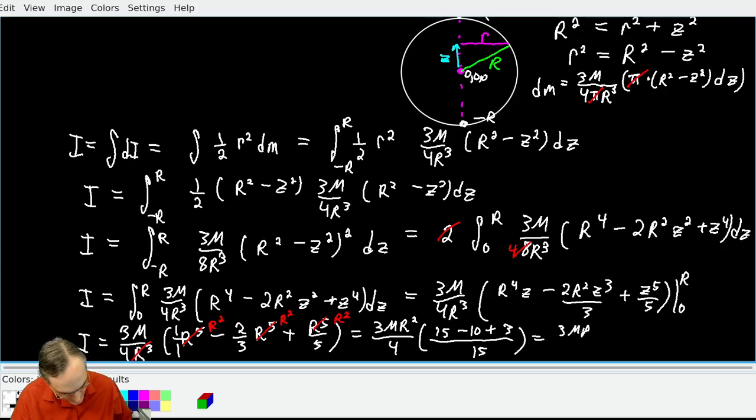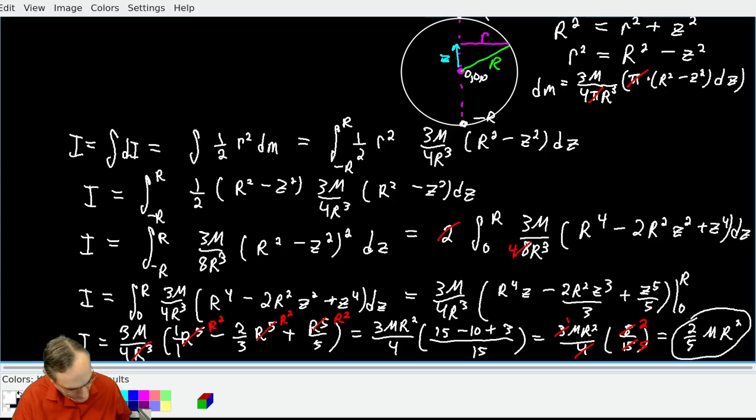So 3mR squared over 4 times... 15 minus 10 is 5, plus 3, that's 8 over 15. We can do some cancellation. That's going to be a 2 and a 5. And we get two-fifths mR squared for a sphere.